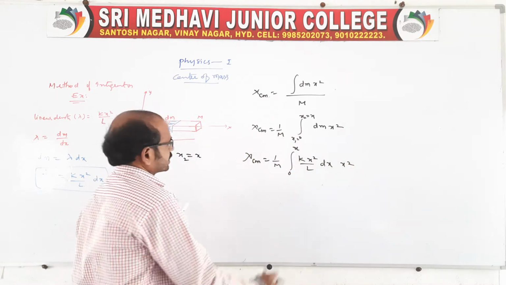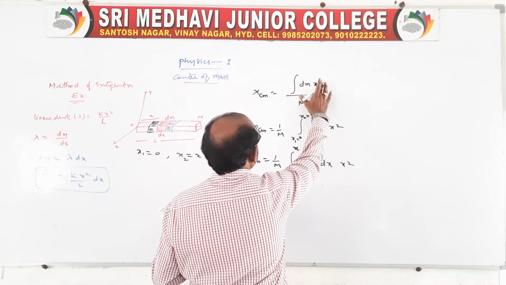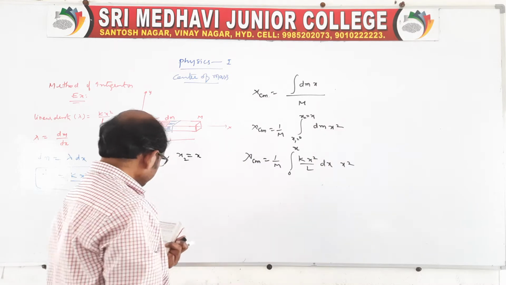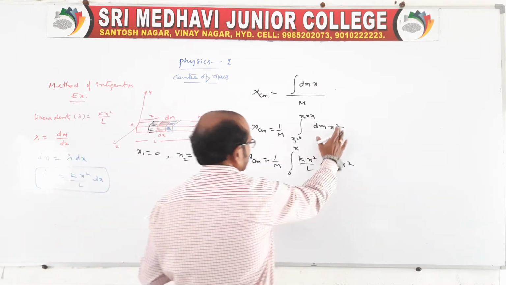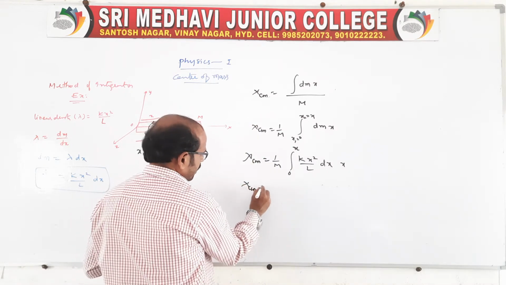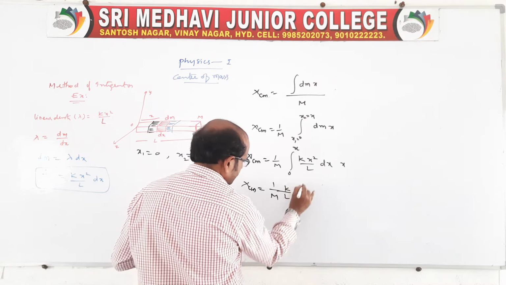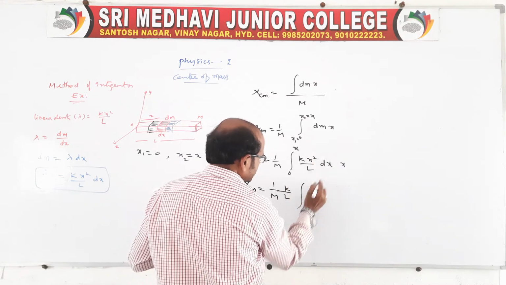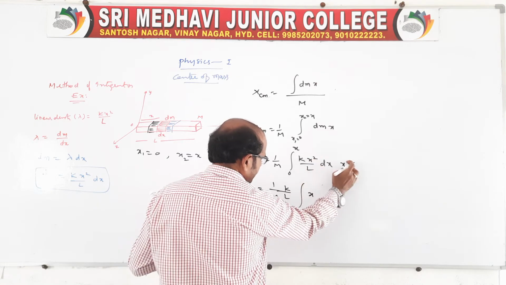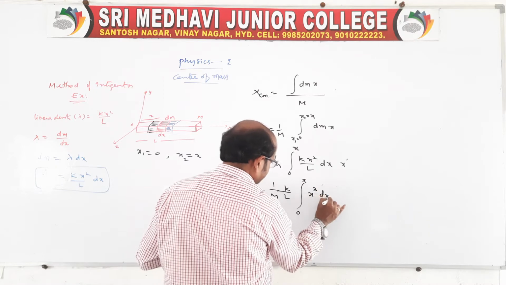Dm into x, yes, not x square, the formula is dm into x. So xcm is equal to 1 by capital M. In this you take k by L common because it is a constant. Then x square into x, because here x square is there and here x is there, it becomes x cube, from 0 to x into dx.